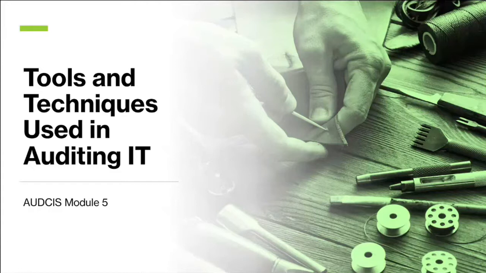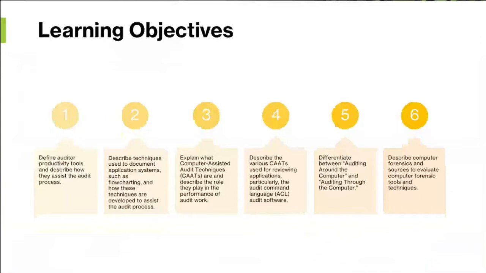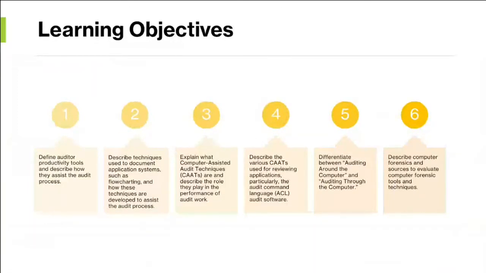Again, good afternoon. Welcome to the fifth module of auditing in CIS environment, which is tools and techniques used in auditing IT. Computer technology has become an integral part of most organizational functions. It is likely that many audit clients either have eliminated or will eliminate a substantial portion of their paper documents and replace them with electronic documents filed only in computerized form. An auditor who is unable to use computerized audit tools and techniques effectively will be at a disadvantage.